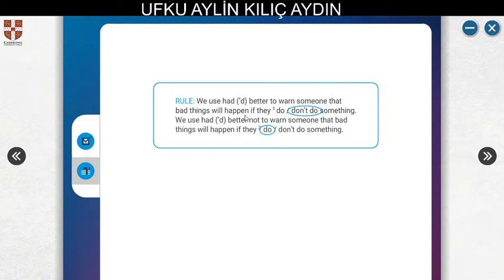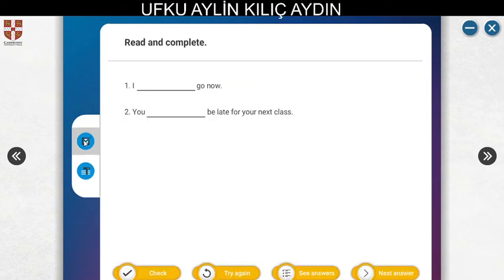Let's circle the correct option. If they don't do something, bad things will happen. We use had better not to warn someone that bad things will happen if they do something. Okay? I blah blah go now. You blah blah be late for your next class. I'd better go now. You had better not be late for your next class. Okay.